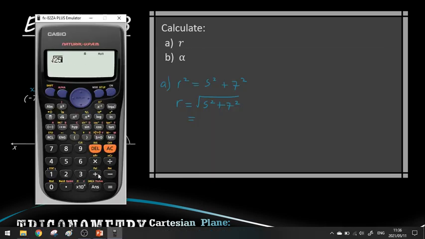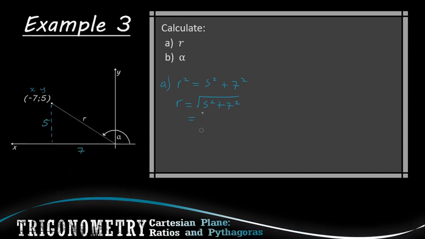So that's 25 plus 49, which is equal to 74. All right, so this guy is then equal to square root of 74. Now for alpha. Now this is where the trig comes in.